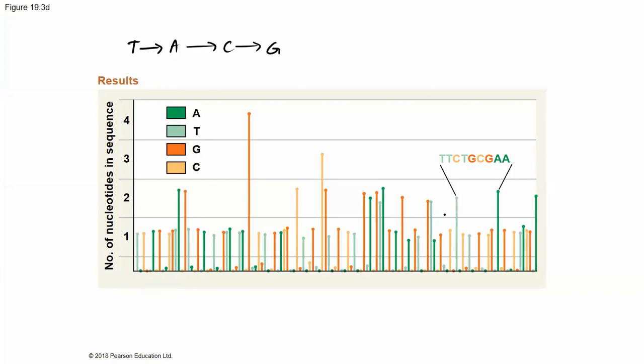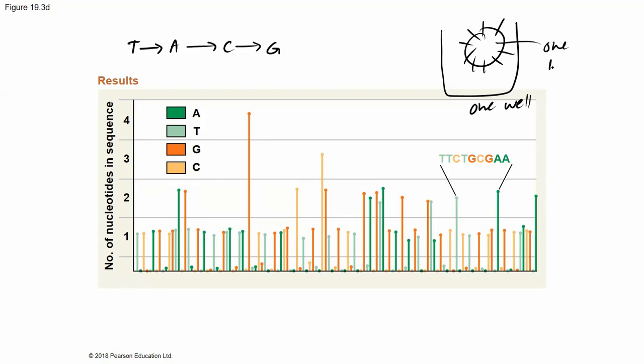By the way, this is the result of 1 bead on 1 well. 1 well, 1 bead. Remember, we have millions of beads carrying, each bead carrying different DNA fragments. So after the addition of T, there was a signal. So the first nucleotide added was T.